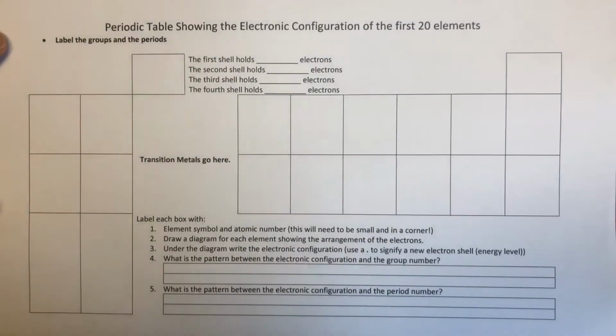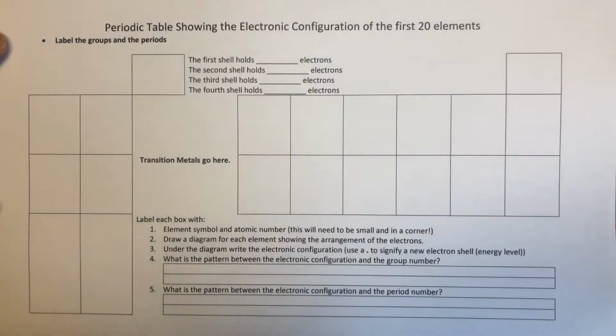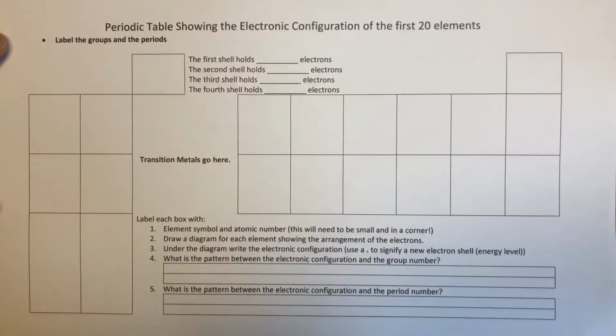So what we're going to look at here is the electronic configuration of the first 20 elements. That's a posh way of saying the arrangement of the electrons in the first 20 elements. If you remember, atoms of elements are made of 3 subatomic particles: protons, neutrons, and electrons. Now, protons and neutrons live in the nucleus, whereas the electrons live in shells around the nucleus. Now, those shells can hold different numbers of electrons.